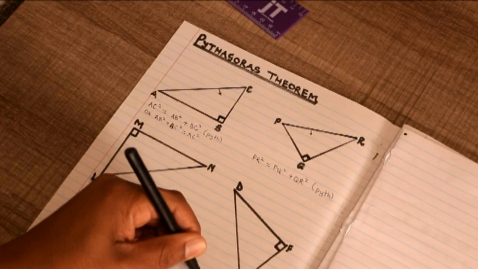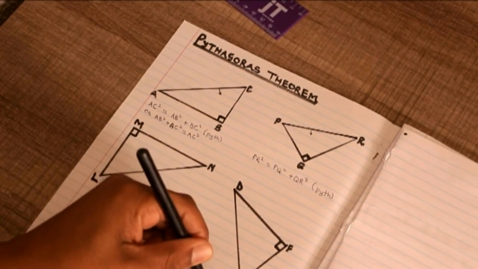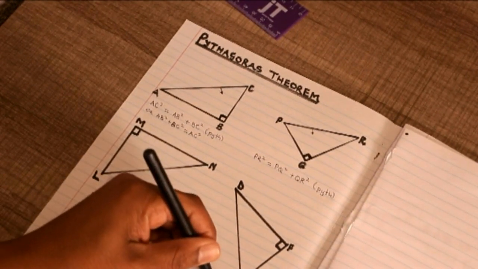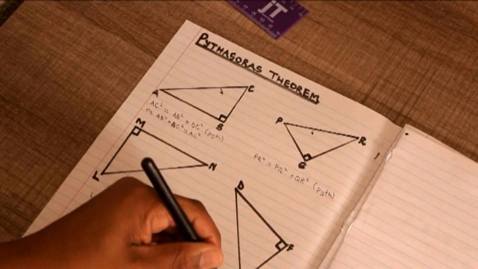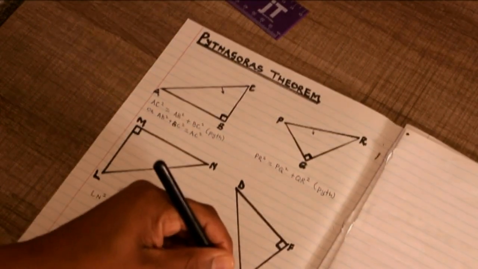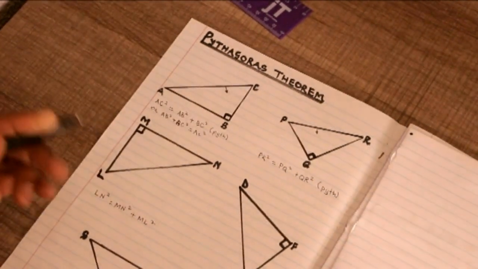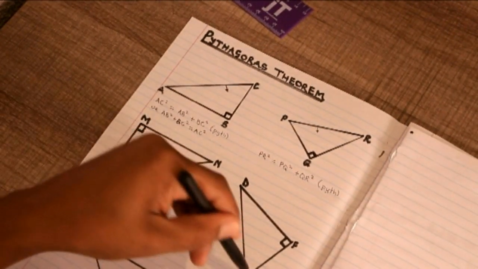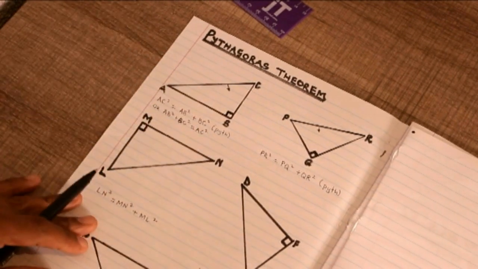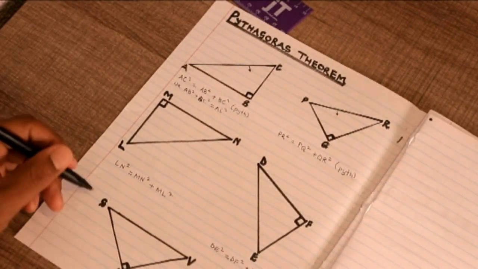squared equals DF squared plus EF squared. Someone can say EF squared plus DF squared. It's still fine. The last one, you look at the longest side.